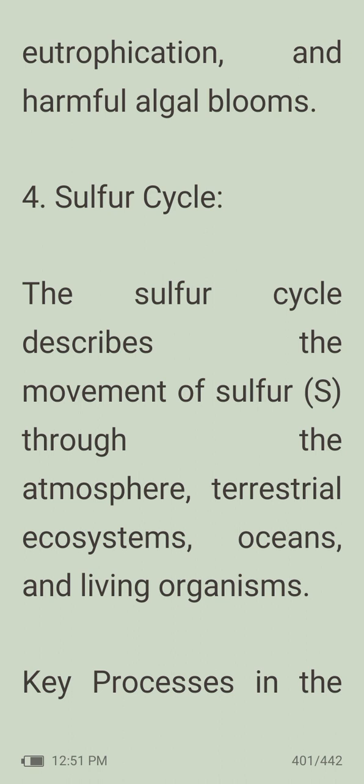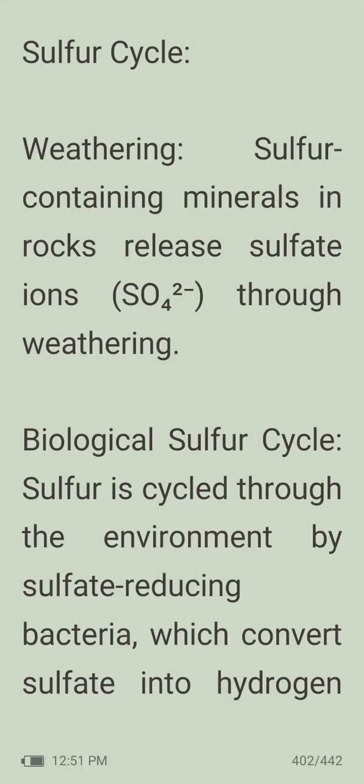Next, the sulfur cycle. The sulfur cycle describes the movement of sulfur through the atmosphere, terrestrial ecosystems, oceans, and living organisms. Key processes in the sulfur cycle. Weathering: sulfur-containing minerals in rocks release sulfate ions, SO4 2-, through weathering.